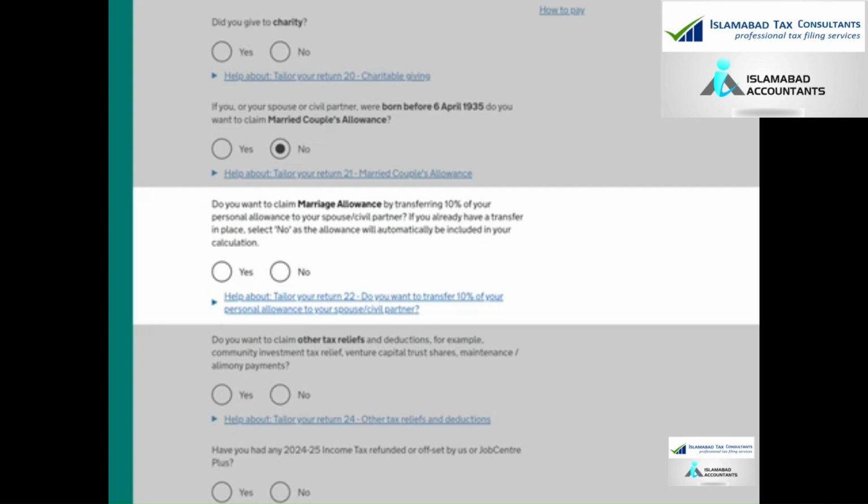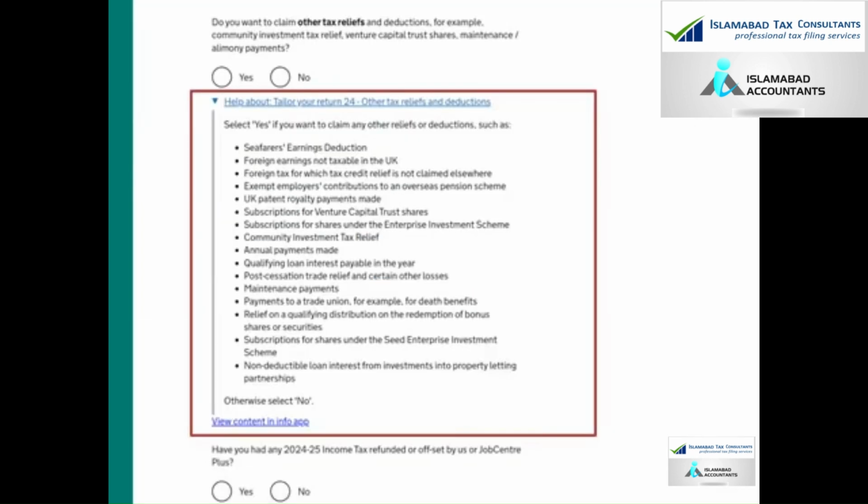If you're eligible and haven't made an online claim, answer yes to transfer 10% of your personal allowance to your spouse or civil partner. You can find out about eligibility in the Help About link or on gov.uk. This next question asks if you want to claim other tax reliefs and deductions. The Help About link gives lots of examples of other tax reliefs and deductions you may want to claim.